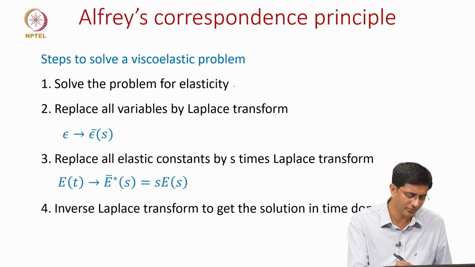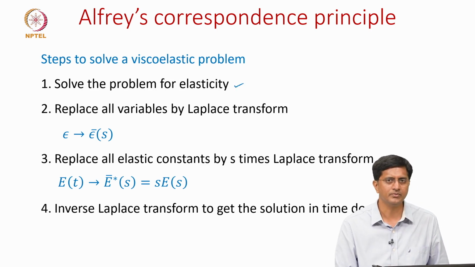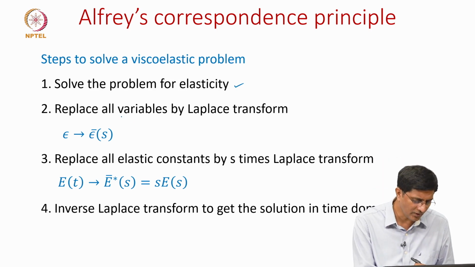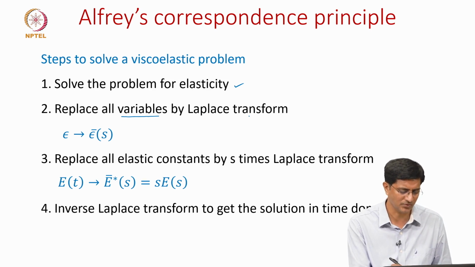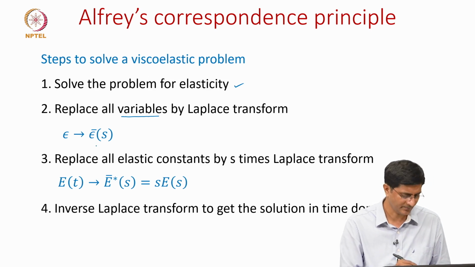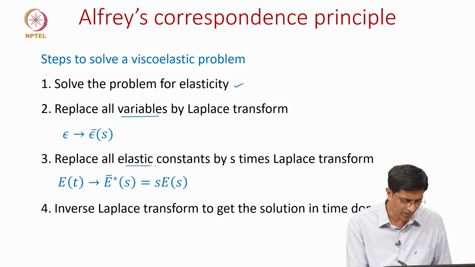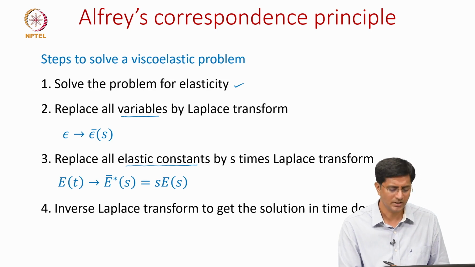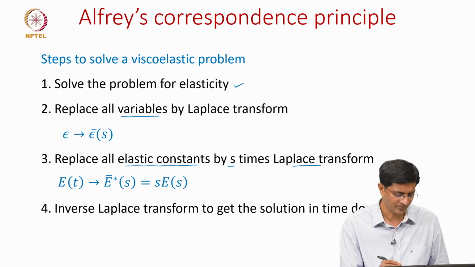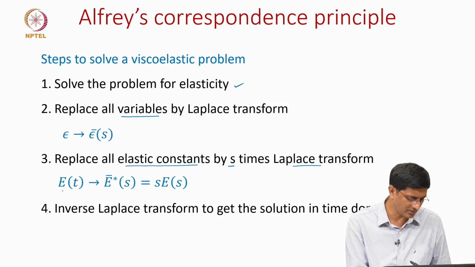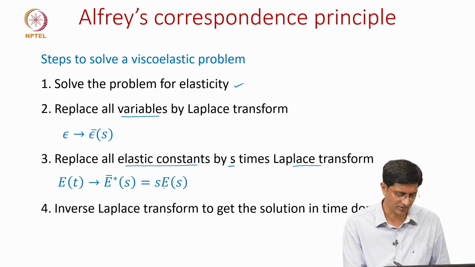First, we need to identify the elastic solution. Once the elastic solution is identified, in that solution we identify the variables and replace them with Laplace transforms. For example, for strain we will replace it with epsilon of s. Similarly, we will also identify the elastic constants and replace them by s times the Laplace transform. For example, here is the modulus E, we will replace it with s times E of s.